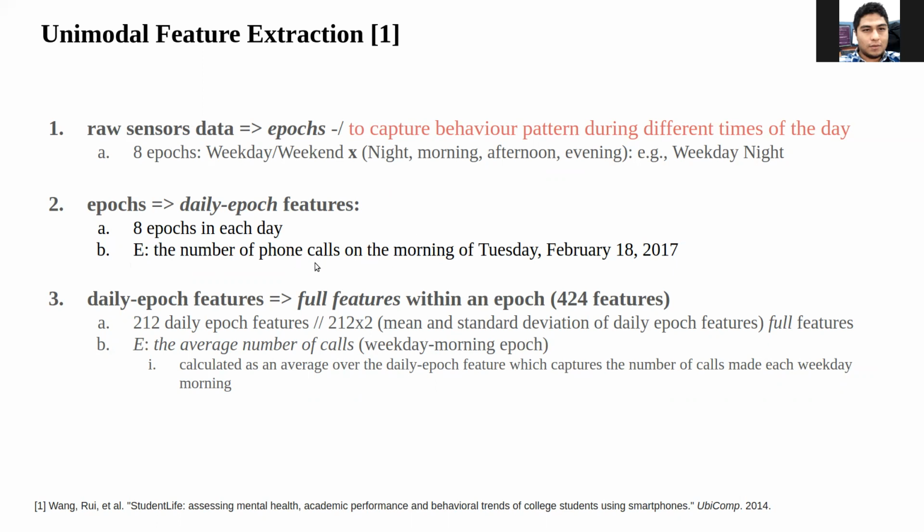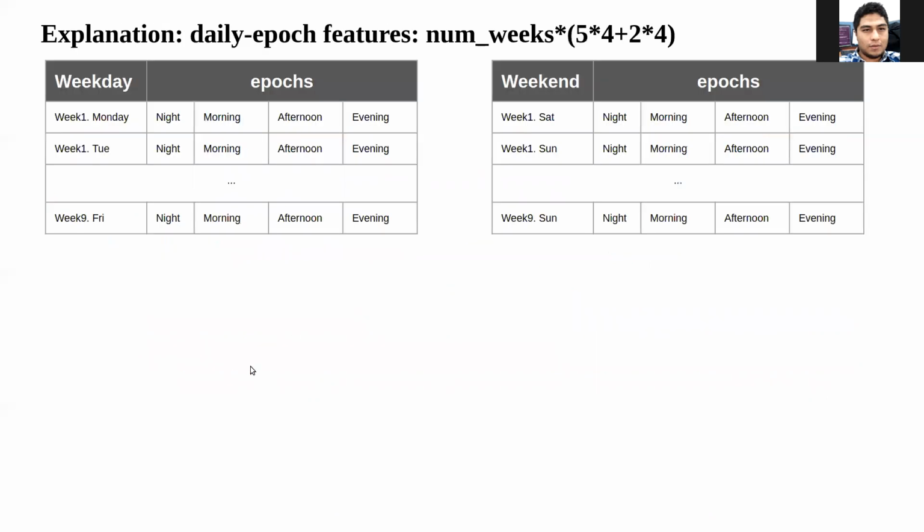So now we have these daily epoch features, but these features are computed for each day. Now we want to aggregate them and get one feature which corresponds to all days, and that is called the full features. I have an example which is easier to understand in the next 2 slides.